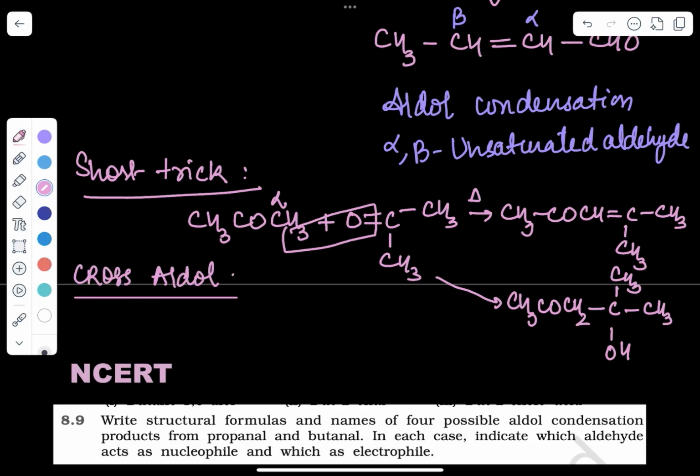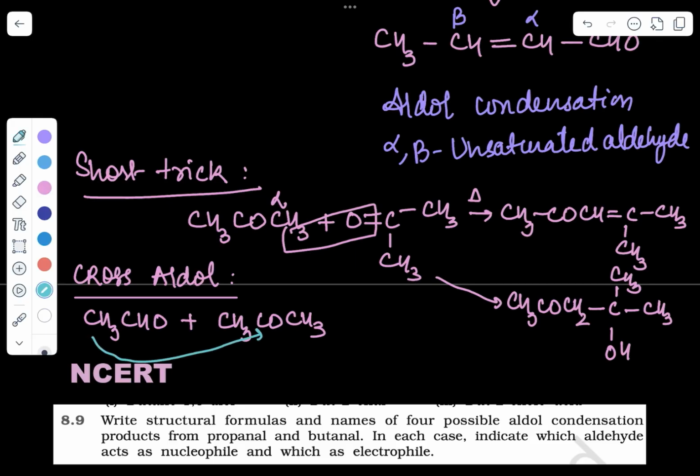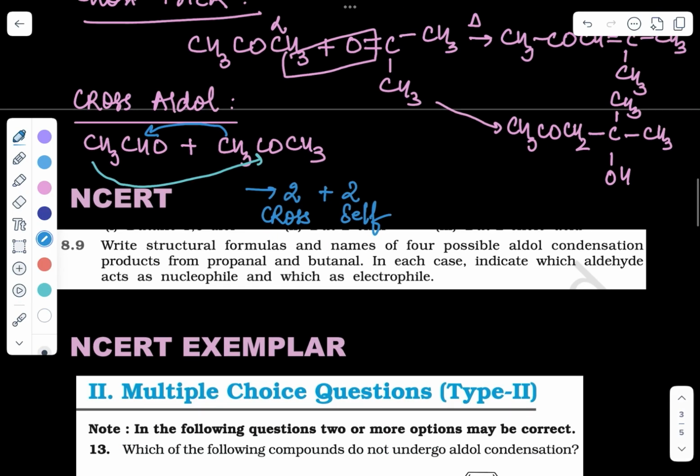If cross aldol reaction takes place, cross aldol means in the reacting mixture there are 2 types of carbonyl compounds and both of them have alpha hydrogen. So both of them will form enolate. So the enolate of one will attack the carbonyl group of the other compound, and for the other compound, the enolate will attack the first one. So here we'll get 2 products for cross aldol and 2 for self aldol.